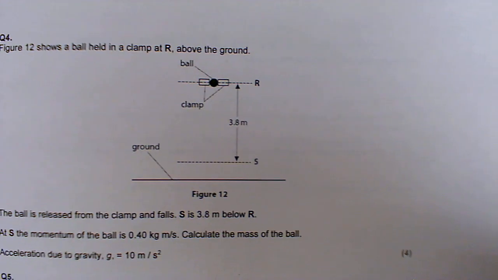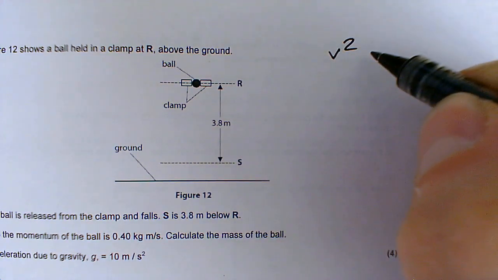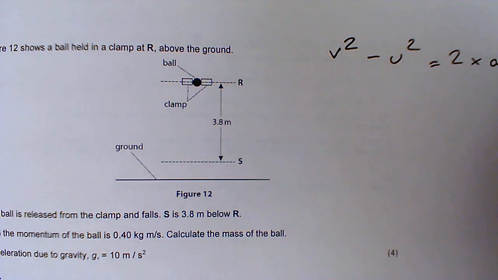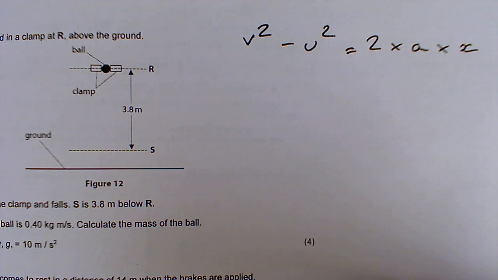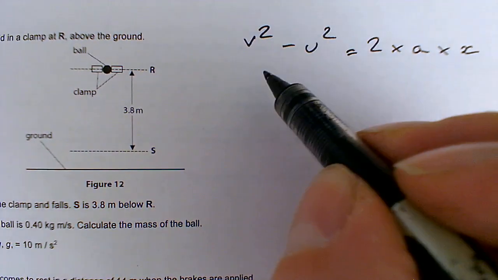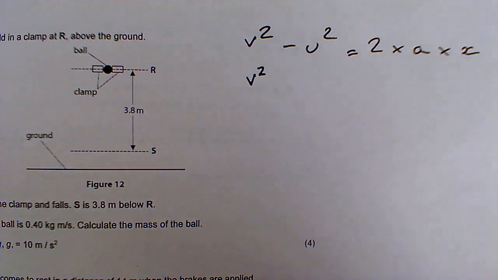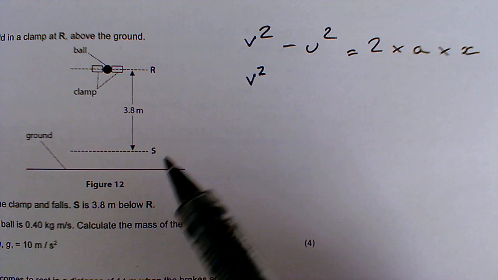The equation that you need to use for this is v squared minus u squared equals 2 times the acceleration times by the distance, which is given as x on our formula sheet. So now we've got to do some substituting some numbers in. So we don't know what v squared is. We don't know what the velocity is at point S. However, we do know what the velocity is at the beginning because it's not moving.